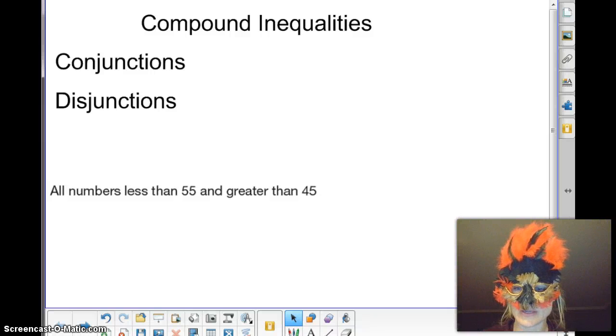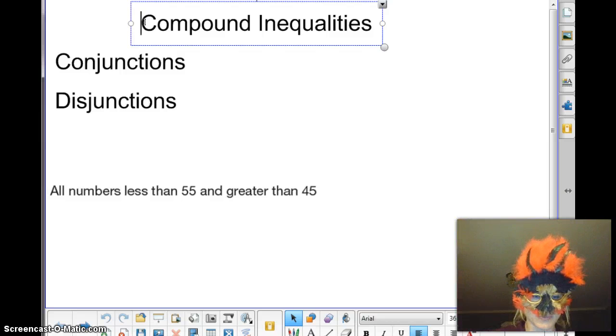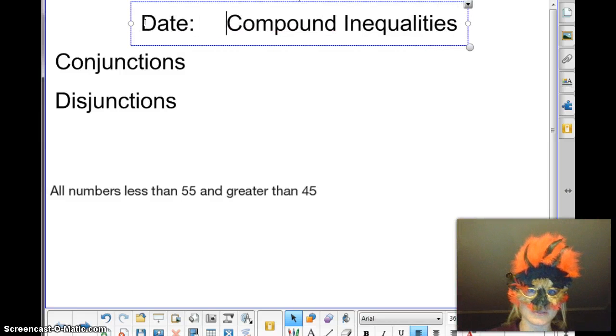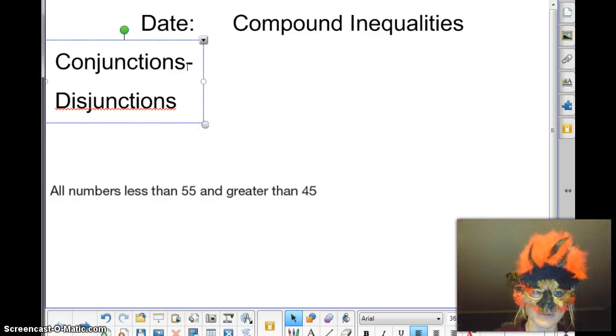Okay, so we're going to start moving into compound inequalities. So make sure you put your date at the top of your notes and title it Compound Inequalities. There's two types of inequalities. There's conjunctions and disjunctions. And basically we're going to focus on conjunctions today.